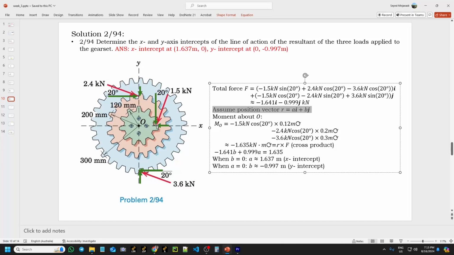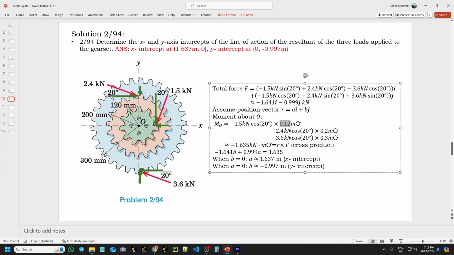So what about these ones? The moment arm for this one is the radius of the green gear, which is 120 millimeter, which is 0.12. So 0.12 is the moment arm, and 1.5 cos 20, and this is the amount. And is it negative or positive? It is clockwise, so it is negative. We always put counterclockwise as positive.